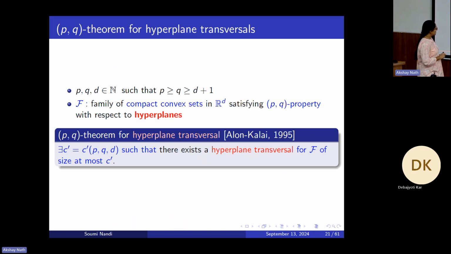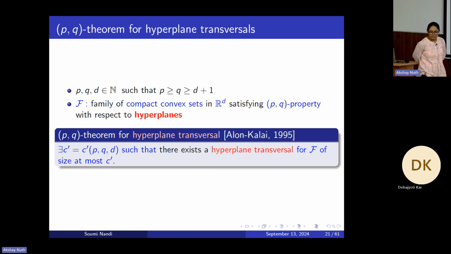Alon and Kalai proved that, similar to this (p,q) theorem for piercing, we can also give a (p,q) theorem for hyperplane transversals. That is, if p, q and d satisfy this property, and we have a family of compact convex sets in R^d that satisfies the (p,q) property with respect to hyperplane transversals, then there exists a constant C that depends upon p, q and d, such that whatever the cardinality of the family, we can pierce it with C many hyperplanes.